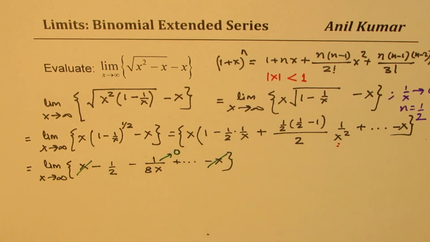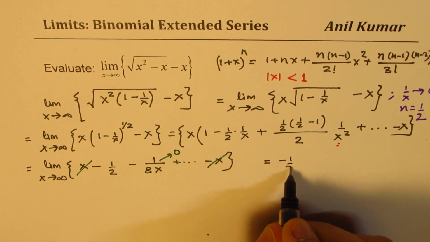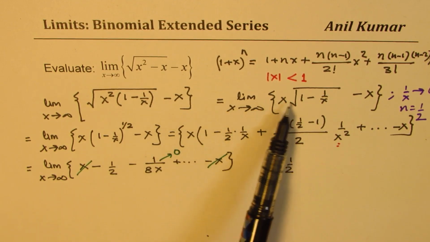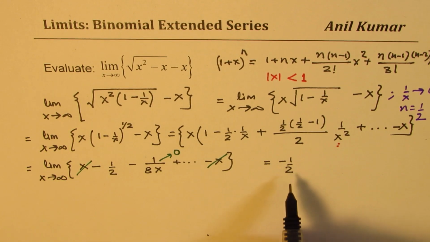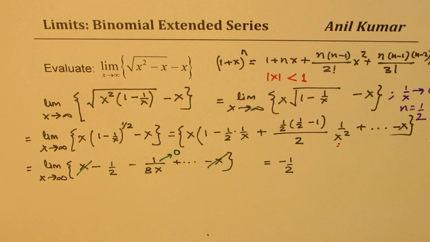So what are you left with? You're only left with minus half. You get minus half as your answer. You get the idea. So using this series, just writing the first 2-3 terms, we get our answer very fast. So that is how you could do it. I hope you see a clear advantage of binomial series being used.